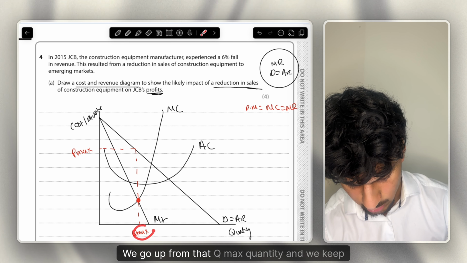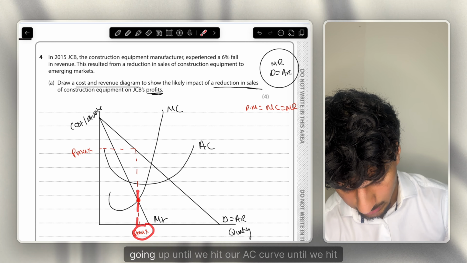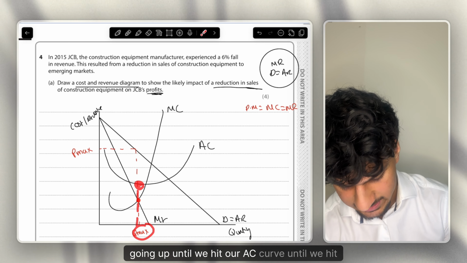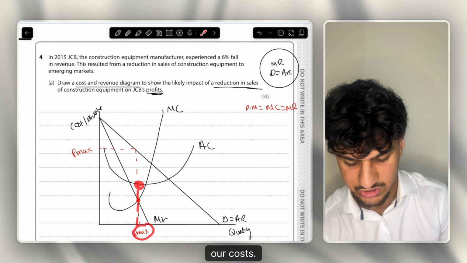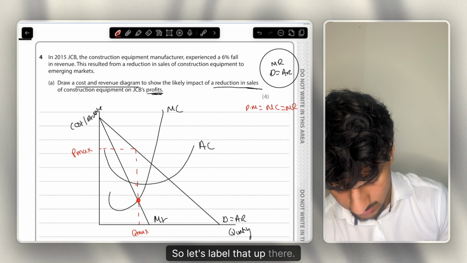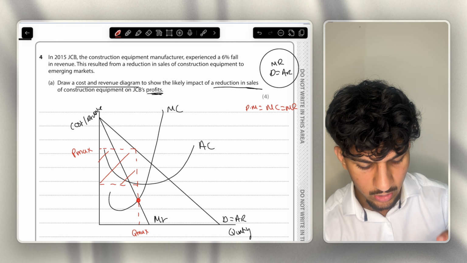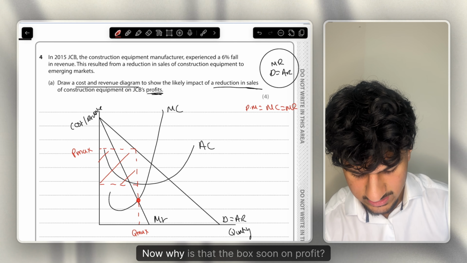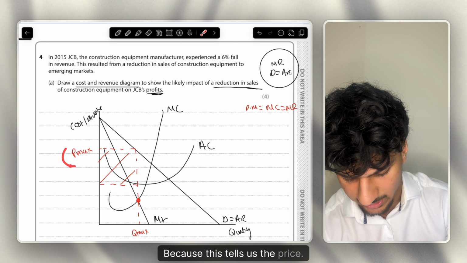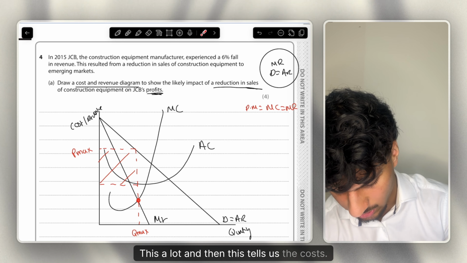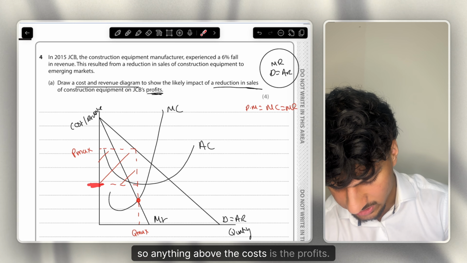We go up from that Q max quantity and we keep going up until we hit our AC curve, until we hit our costs. So let's label that up there. And now this will be our box of supernormal profit before a reduction in sales. And why is that the box of supernormal profit? Because this tells us the price they sell at, and then this tells us the costs. So anything above the costs is the profits.